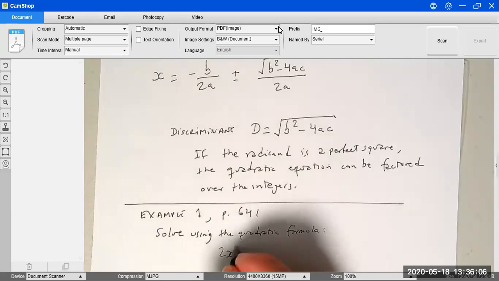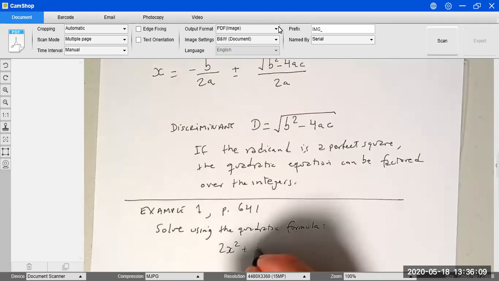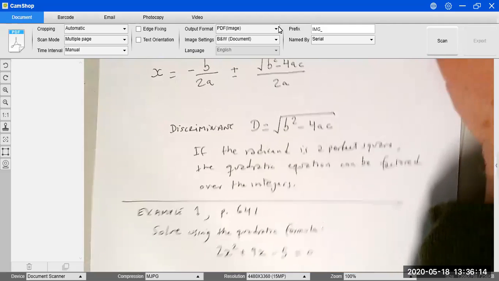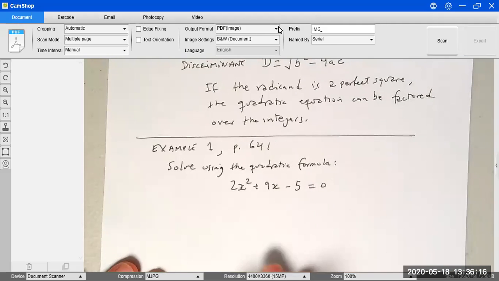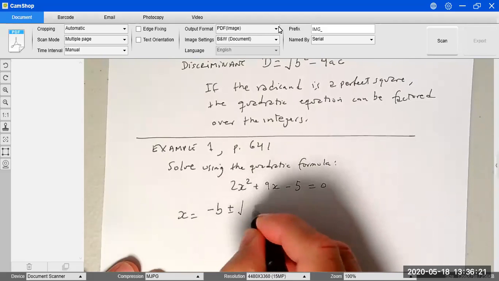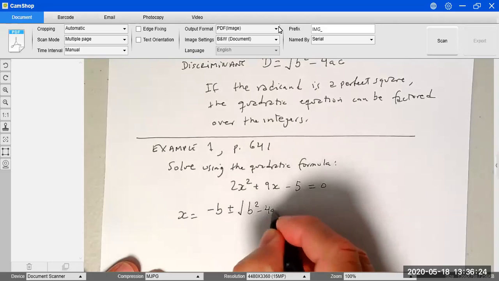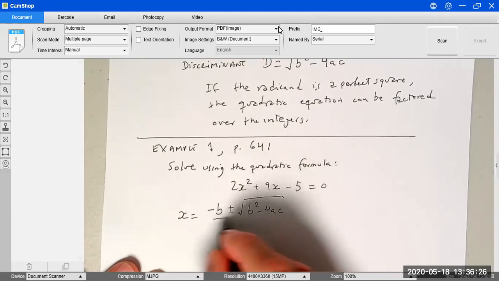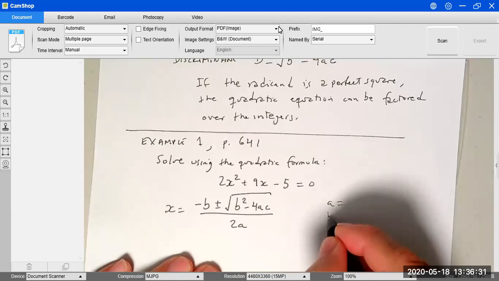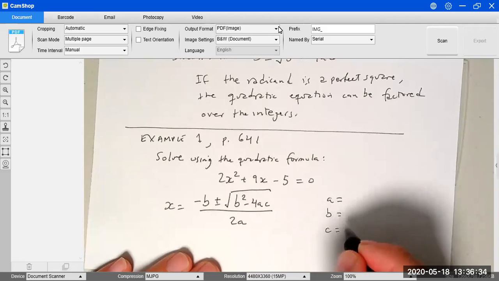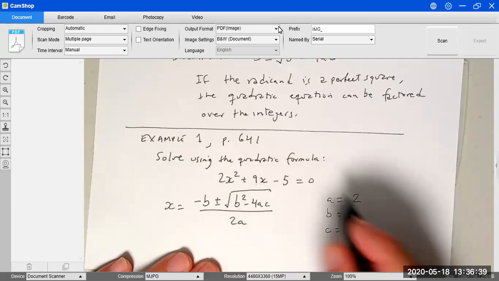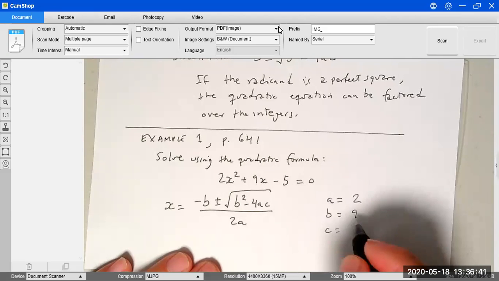2x squared plus 9x minus 5 equal to 0. So the formula is x equals minus b plus minus the square root of b squared minus 4 times a times c over 2a. We need to identify the coefficients a, b, and c. From this equation, you can see that a is equal to 2, b is equal to 9, and c equals negative 5.